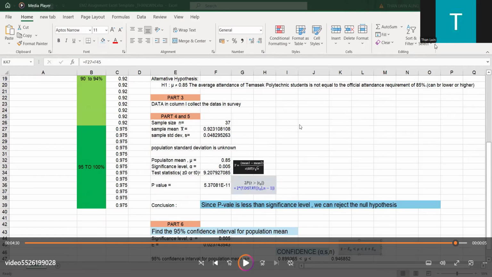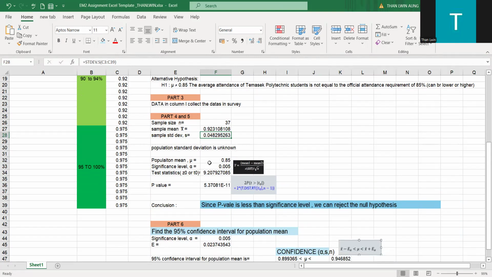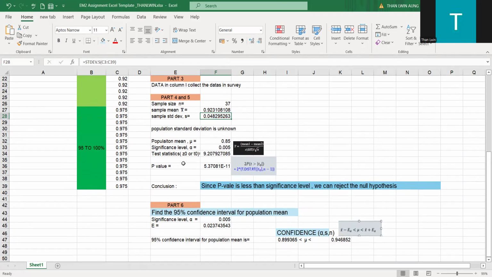So the sample size is equal to 37, and for the sample mean I used the average formula to calculate it. For the sample standard deviation, I used the Excel formula for standard deviation, and the population mean is mu equal to 0.85 and the significance level is 5%. For the test statistic, I used the t-test. I used these formulas to calculate this. I will explain later why I used the t-test.